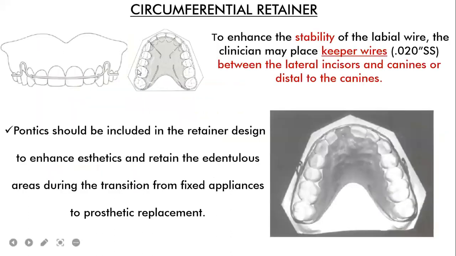Then you also had the Begg retainer, the same circumferential retainer, with something known as keeper wires. If you see here, a wire that's going between the lateral incisor and the canine. They just added it to enhance the stability, especially when there were pontics and things like that. So here you have a pontic. You also, with the appliance, have a replacement.